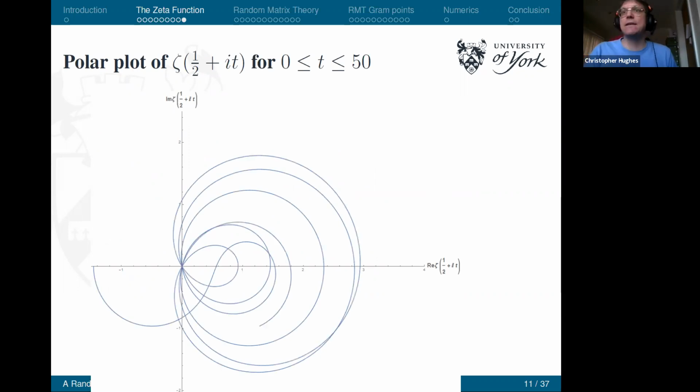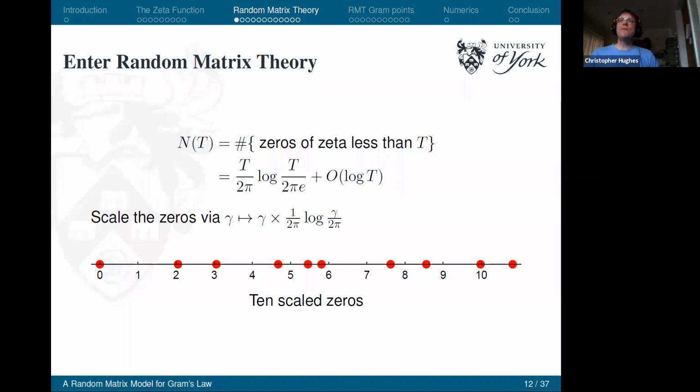Okay, let us move on. So I want to move on to the next bit of the story, which is random matrix theory. And I'm not expecting us all to know much about random matrix theory, and I'm not actually going to tell us much about it, but I do want to sort of introduce it.